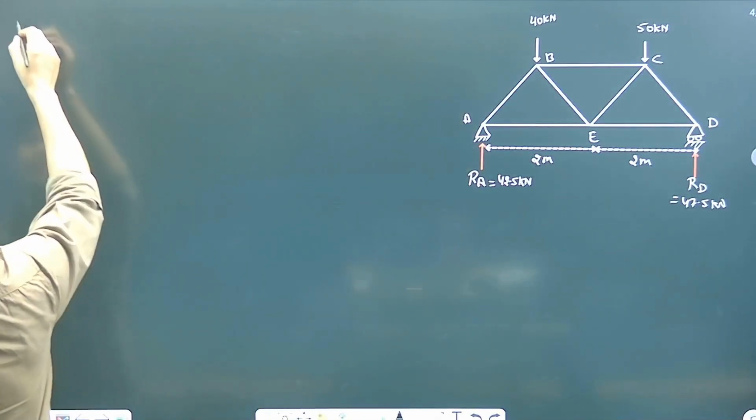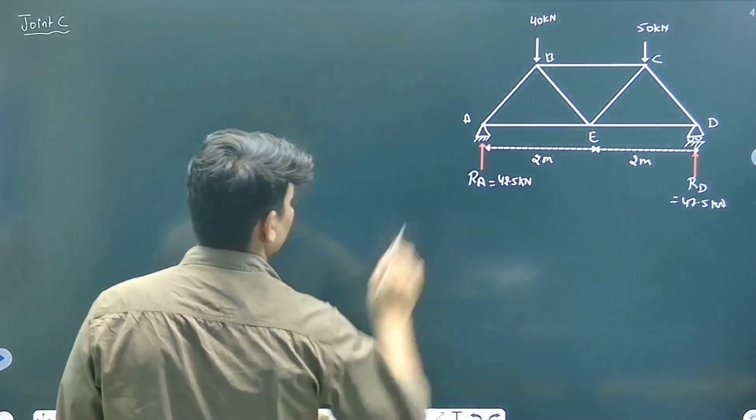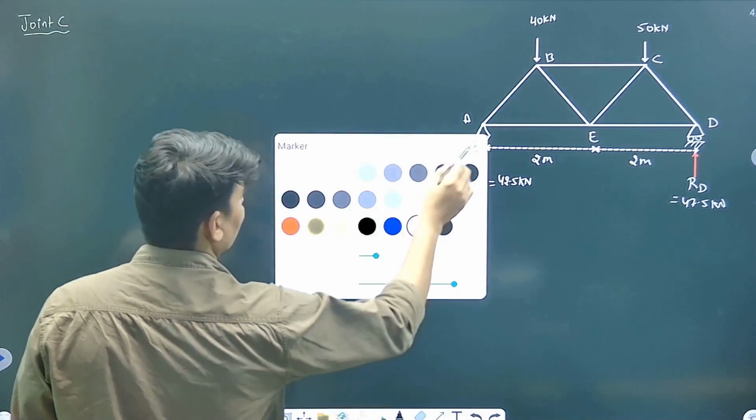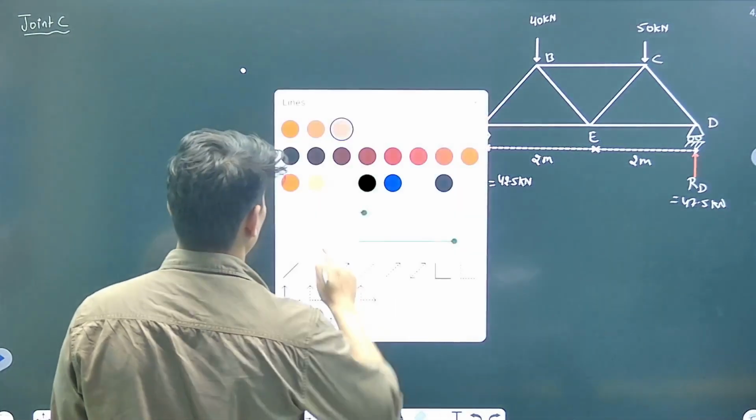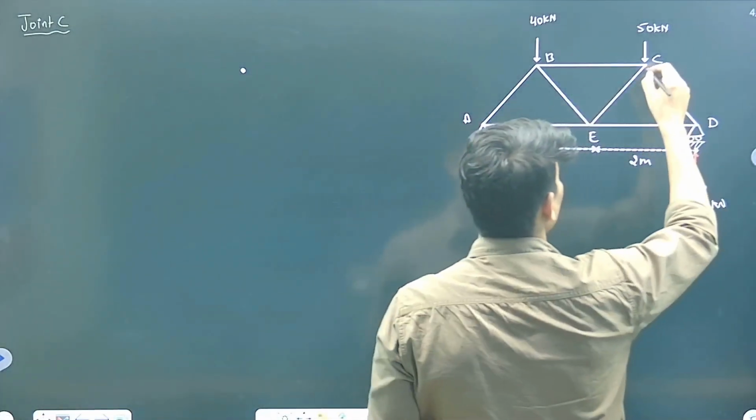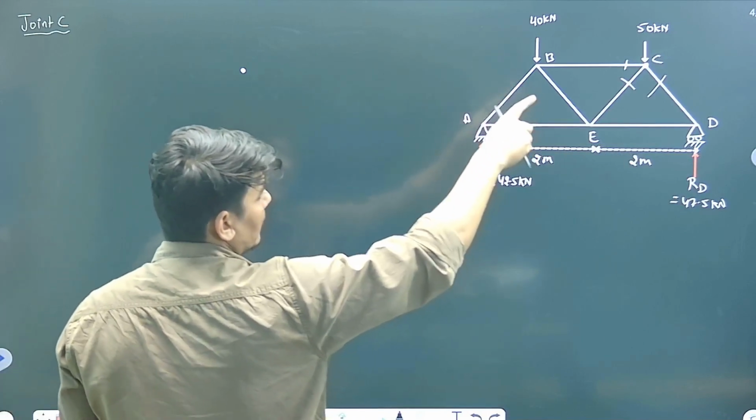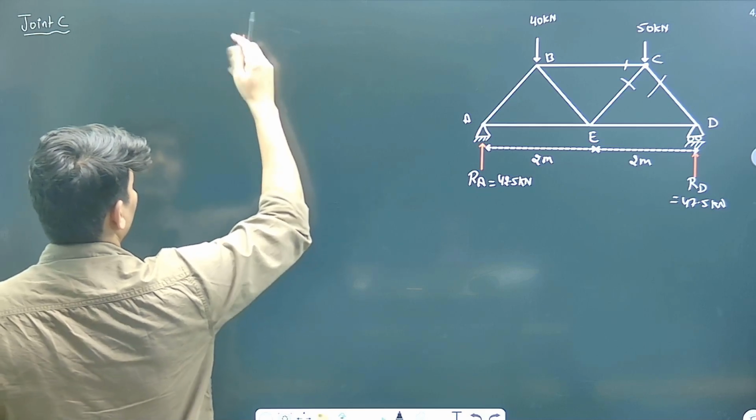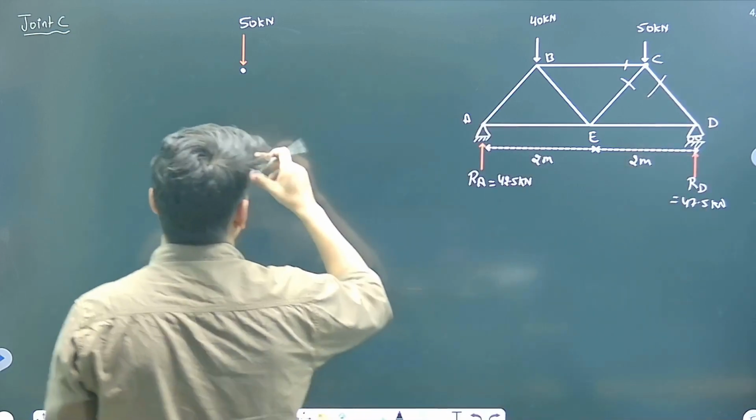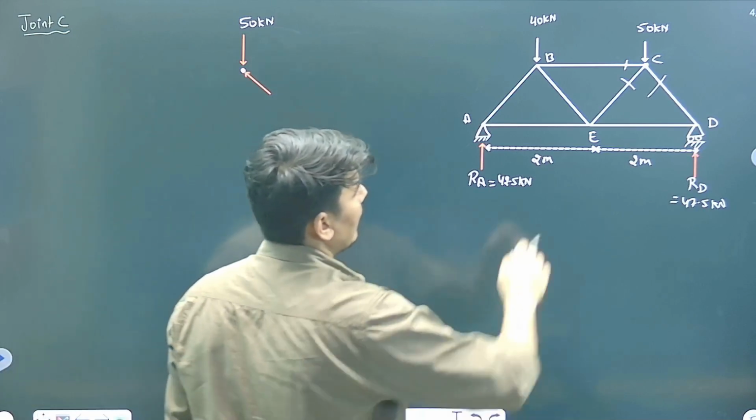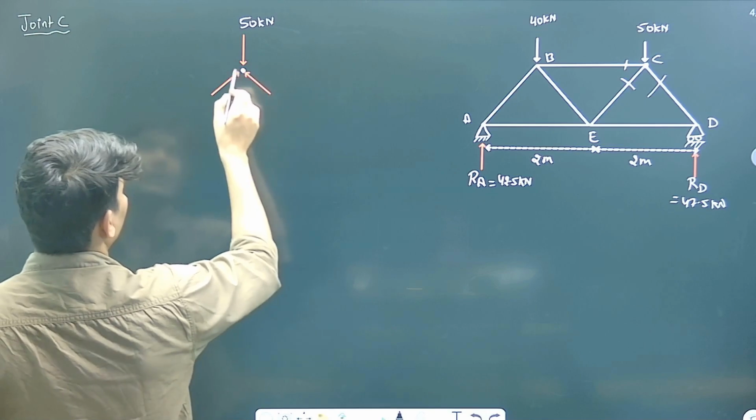Now consider the joint C. Joint C. So at joint C, suppose this is the joint C. Okay. So at joint C, see how many forces are there? 1, 2, 3, and 4. 4 forces are there. Combination of 4 forces. One force is 50 acting downward. 50 kilonewton. Another force is CD acting in this direction. Another force is CE acting like this. And another force is BC acting like this.